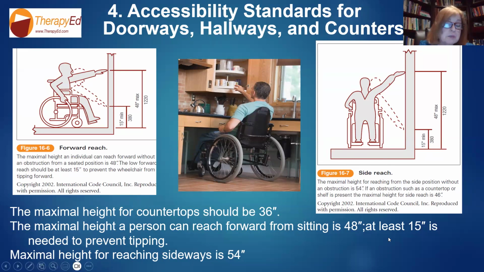Countertop should be maximum 36. The ideal is going for a certain height. And again, 48, 15, maximum height 54.